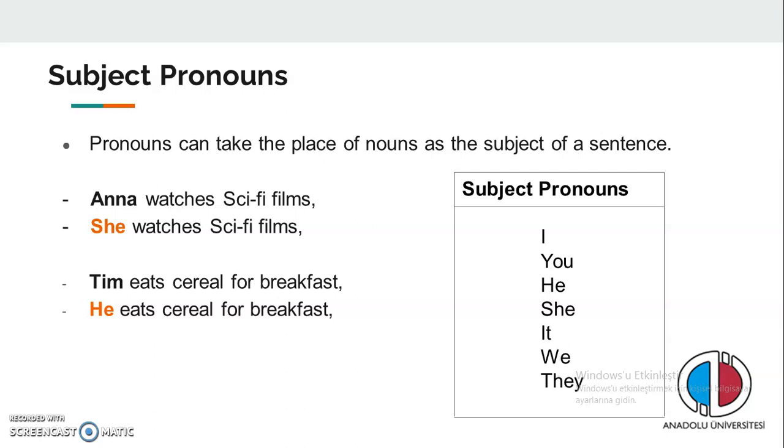Pronouns can take the place of nouns, we said, but here they take the place of nouns as a subject of a sentence. Anna watches sci-fi films. She watches science fiction films. So instead of Anna, we use she here as the subject of this sentence. In the next example, Tim eats cereal for breakfast. He eats cereal for breakfast. And in the next example here, we used he instead of Tim. And what are the subject pronouns? They are I, you, he, she, it, we, and they.